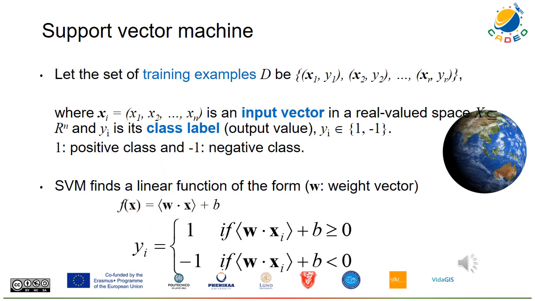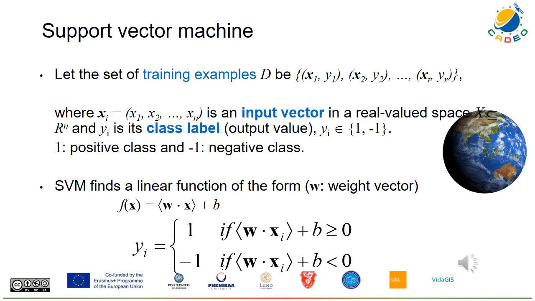Next, let's understand the principle of support vector machine from the mathematical perspective. Let's say there's a set of training examples, dataset D, which can be denoted like this: x1, y1, x2, y2 to xr, yr, where xi is the input vector in a real-valued space, and yi is its class label. Here, let's say this is a binary classification problem, so the output values yi have 2 values, 1 and minus 1. Here 1 represents the positive class and minus 1 denotes the negative class.